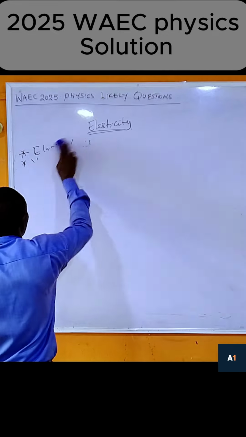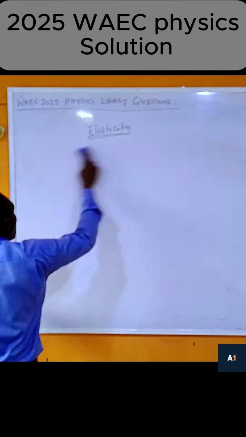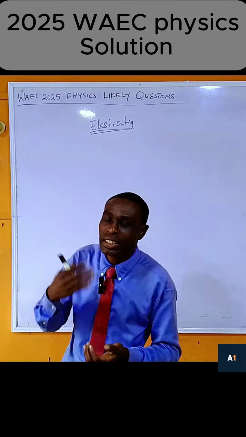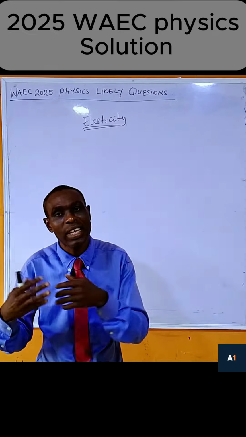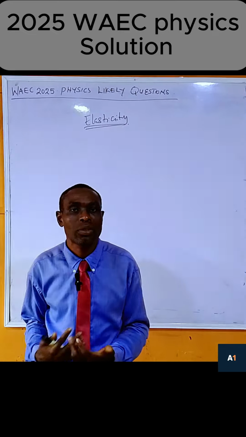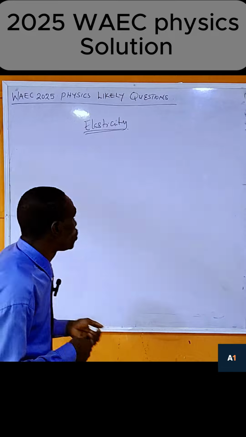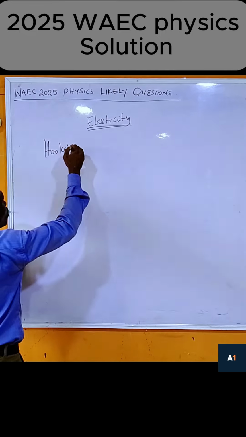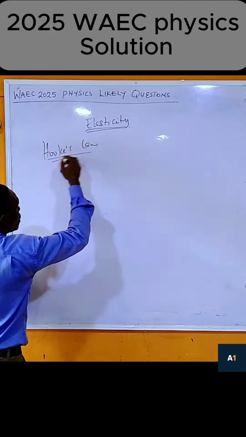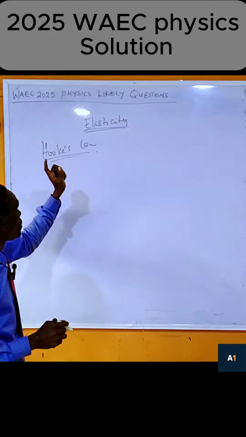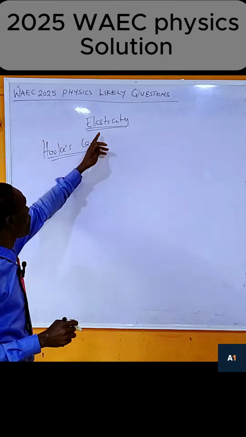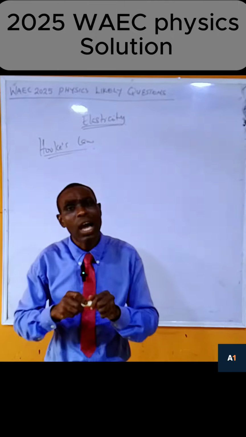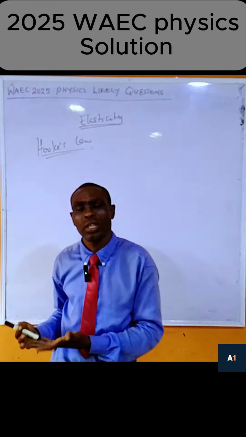Now let me talk about the next one. Under this, we have Hooke's law. It is named after a scientist who studied elastic materials. This Hooke's law is formed under elasticity. It talks about elastic material. Then how did Hooke's law come about?